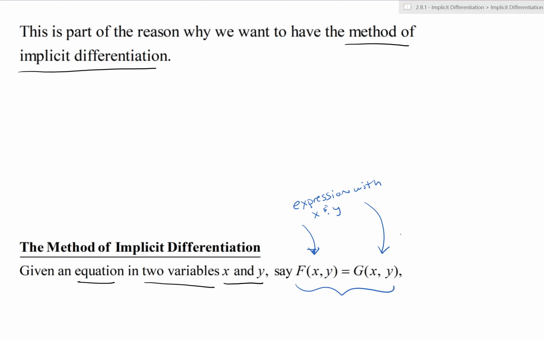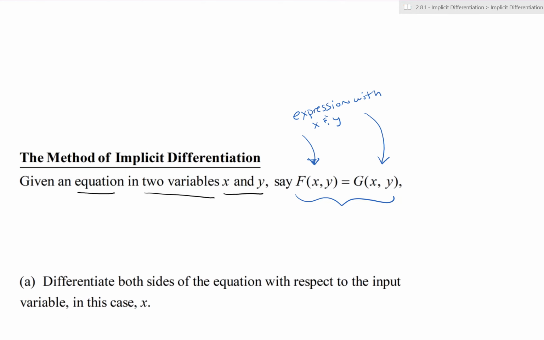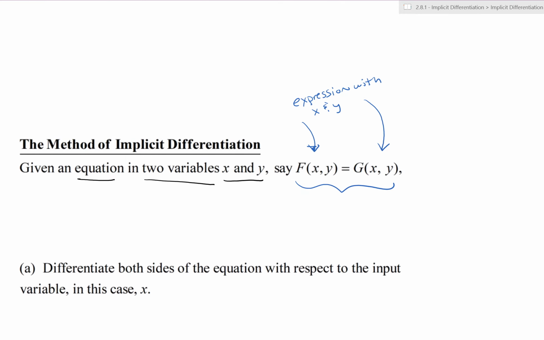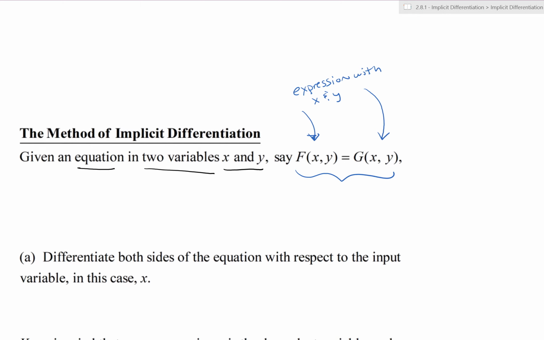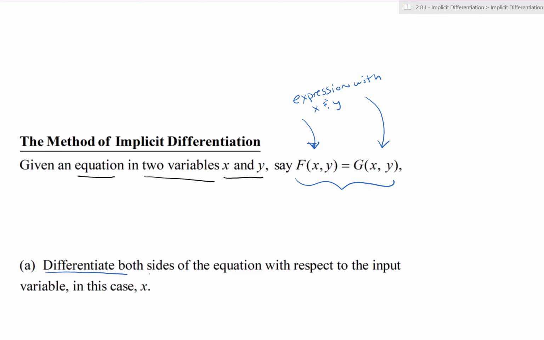So, one side might be a constant, or both sides might have some expressions with x's and y's in them, whatever, right? The fact is, what we're saying here is this is an equation with two variables in it, x and y. And one is considered to be the input variable, and the other is considered to be the output variable when we graph the relation in general. So given that situation, if we have an implicitly defined relation, then the method here is to differentiate both sides of this equation with respect to the input variable. In this case, that's x.